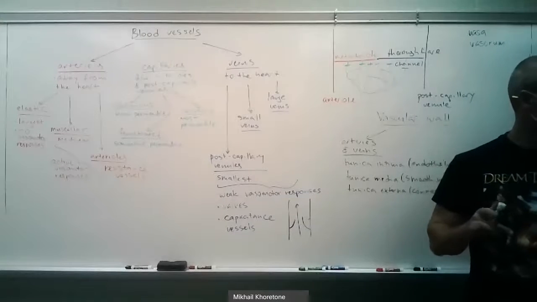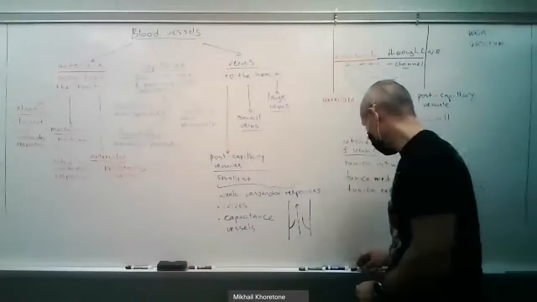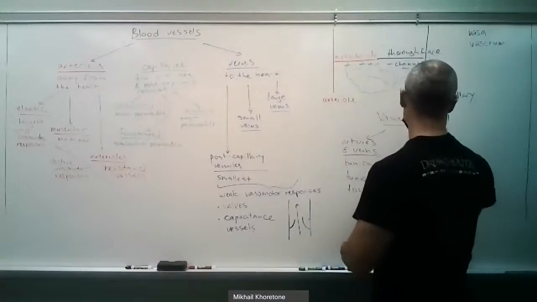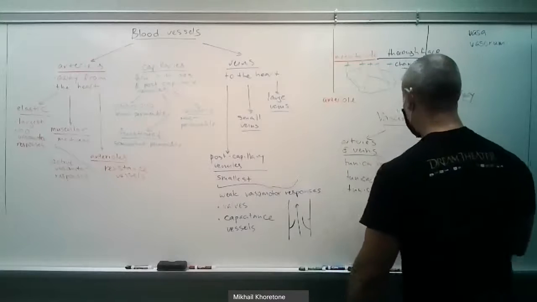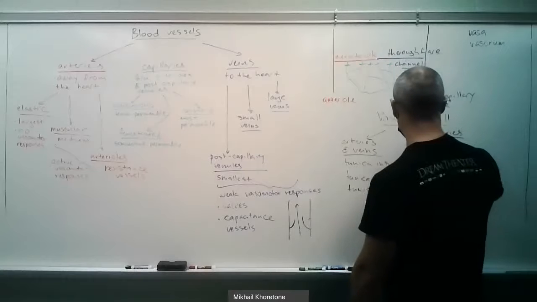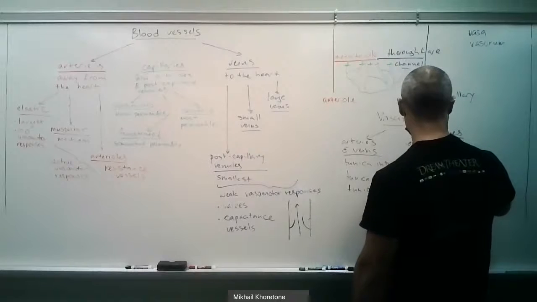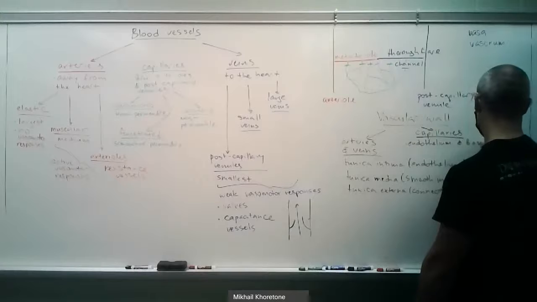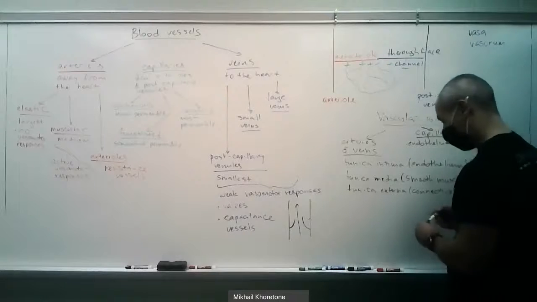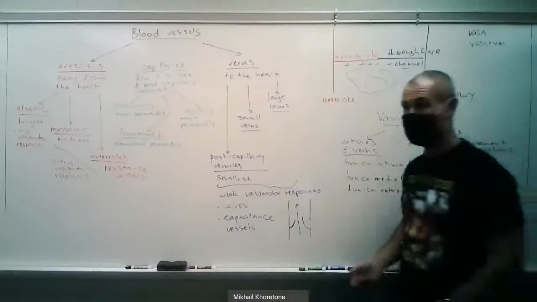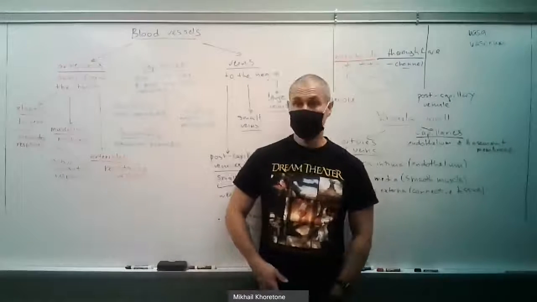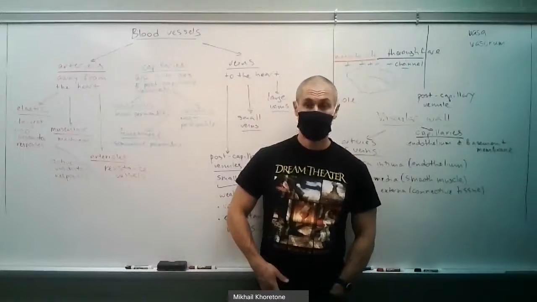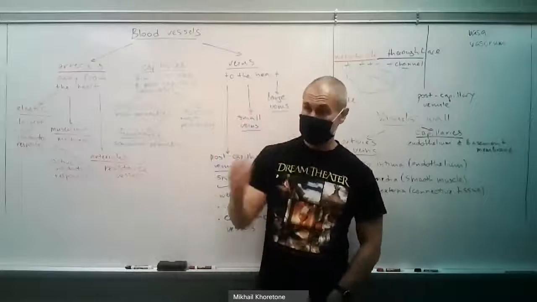We good? Clear? Awesome. What about capillaries? Capillaries do not have all those tunics, technically speaking. They have endothelium and basement membrane. All right? So the walls are very thin. Okay? They have a layer of endothelial cells and a basement membrane.